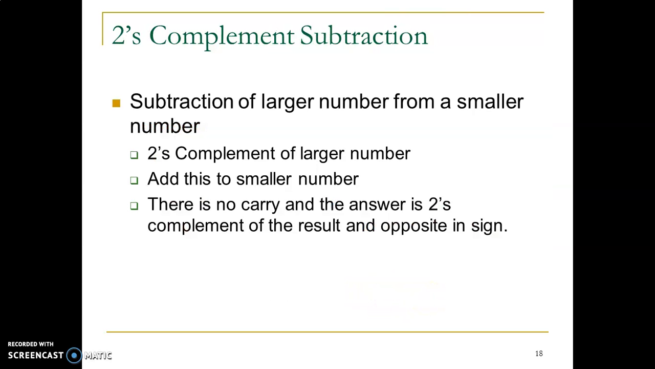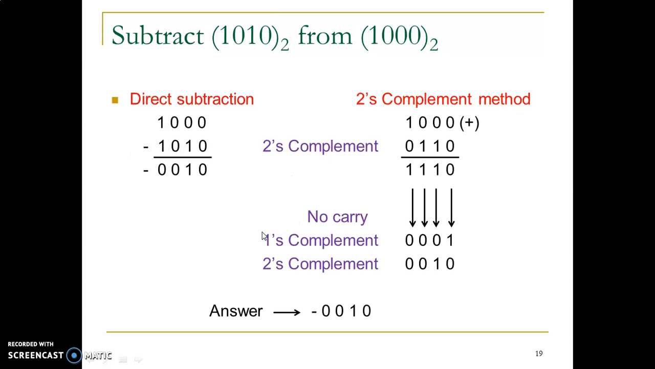Next we will see 2's complement subtraction wherein we subtract a larger number from a smaller number by following these three steps. First determine the 2's complement of the larger number. Then add the 2's complement to the smaller number. There will be no carry. The result is in 2's complement form and is negative. To get the answer in true form, take the 2's complement and change the sign.